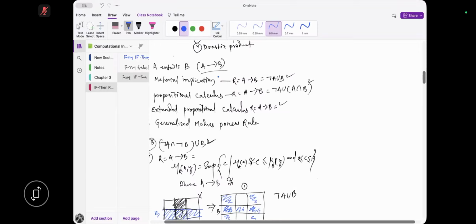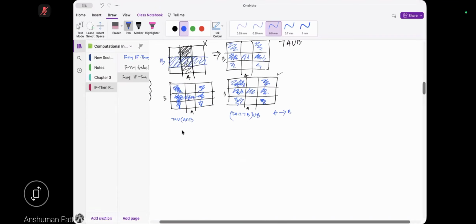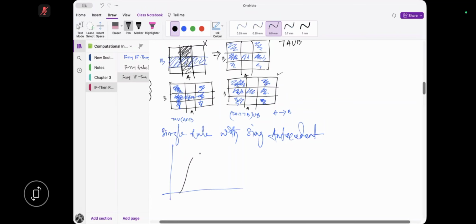Cross check how then. Analyze any part you are not getting, let me know. What I have said here, single rule with single antecedent, is like if I have A, A is like this, and I have to calculate B, which is given like this. I have to find out what is B dash.